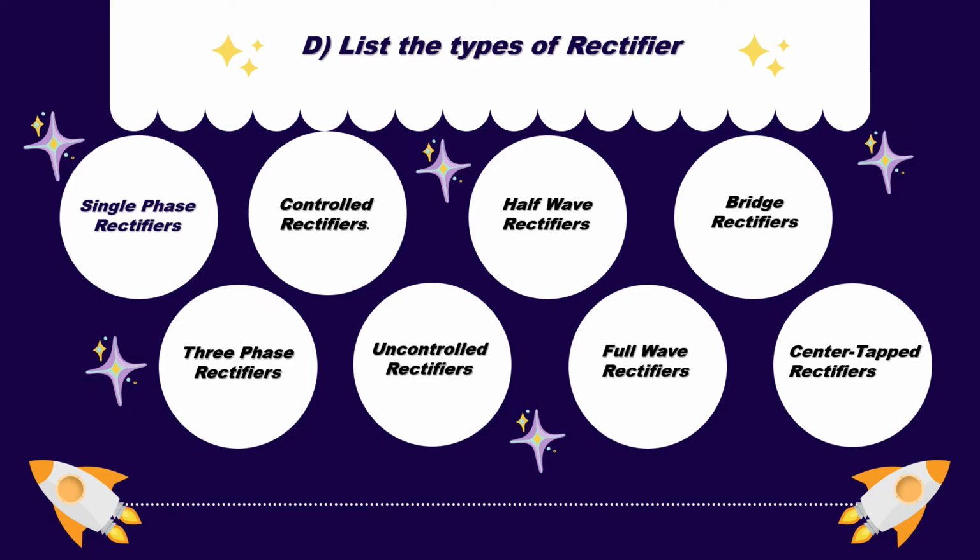And then we go to question D. List the types of rectifier. We have 8 types of rectifier. The first one is the single-phase rectifier. The second one is the controlled rectifier. The third one is the 3-phase rectifier. The fourth one is the uncontrolled rectifier. Next, we have the half-wave rectifier, and then the full-wave rectifier, and the second last one is the bridge rectifier, and the last one is the center tap rectifier.